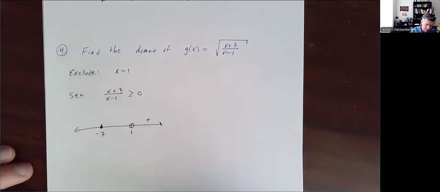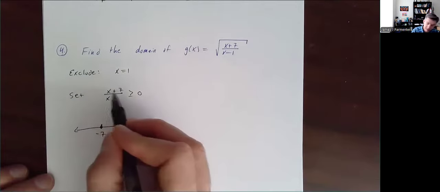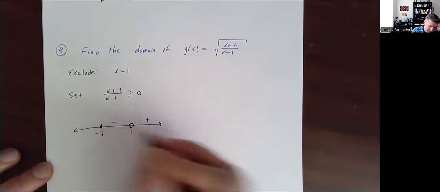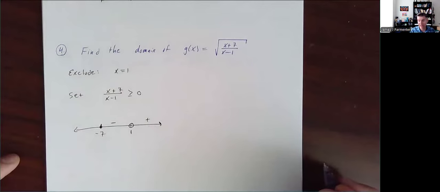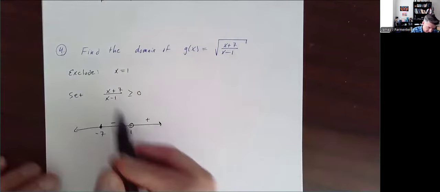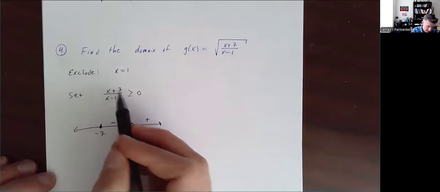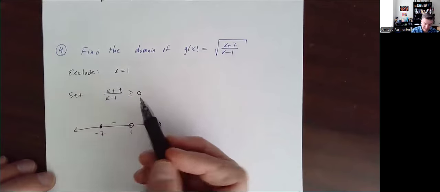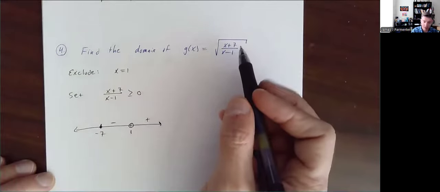In between -7 and 1, if I can pick 0, I always pick 0. So I plug in 0. 0 plus 7 is positive. 0 minus 1 is negative. And a positive divided by a negative is negative. Right? You'd literally have 7 divided by -1, which is -7. I can't take the square root of -7. So 0 is no good. Neither is -3. If you plug in -3, -3 plus 7 is 4. -3 minus 1 is -4. And 4 divided by -4 is -1. And I can't take the square root of -1.